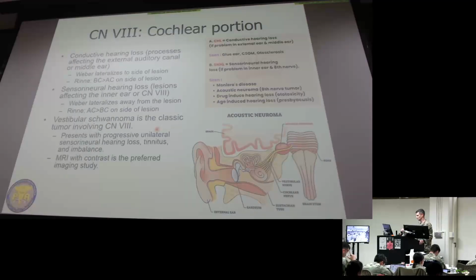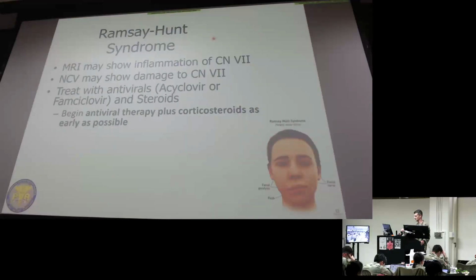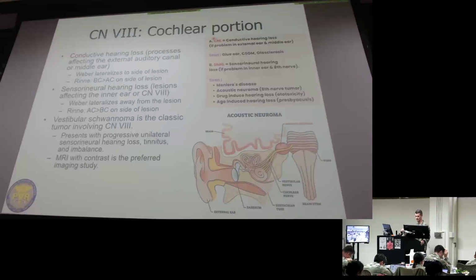And just to close it up, we're moving on to a different one here. Does anyone have any questions about Ramsay-Hunt syndrome? Okay. And then one other issue, this is a really common one I've seen in clinical practice.